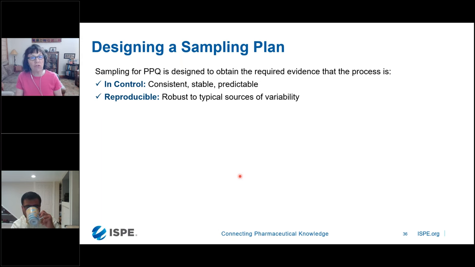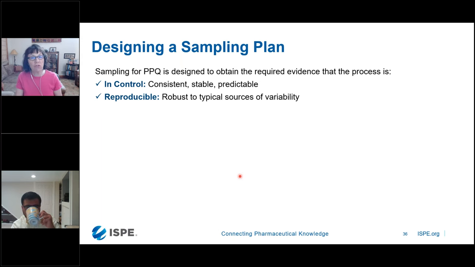Let's talk about the when. How do you assess the risk for the when part of the CPV program? How often do you review? How often do you report? Again, that's a risk-based decision. It depends on product volume. It depends on process understanding. It depends on capability of that process.